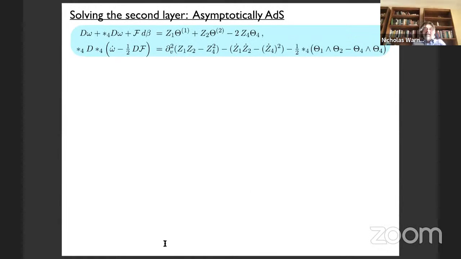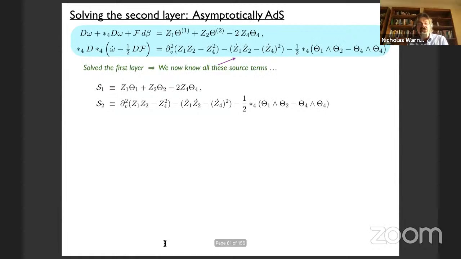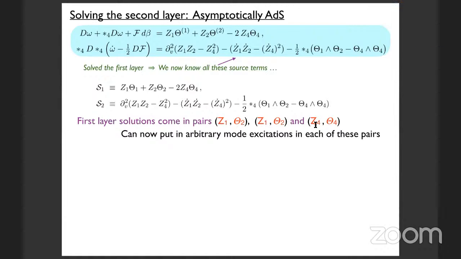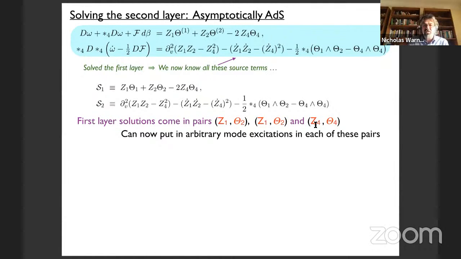Okay. So getting back to the main thread, the goal now is to solve the second layer. We've solved the first layer. We've got the solutions that we need. So what that means is we know all the source terms on the right-hand sides of these equations, every detail. So I'm going to label these sources S1 and S2, a two-form source and a scalar source. Now the other thing to remember is that the first layer equations come in pairs, Z1 theta 2, well, I've written this twice. It should be Z2 theta 1 and Z4 theta 4. And now you can put in, in principle, arbitrary mode excitations to all these pairs.